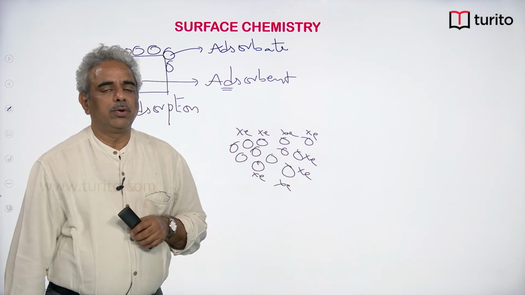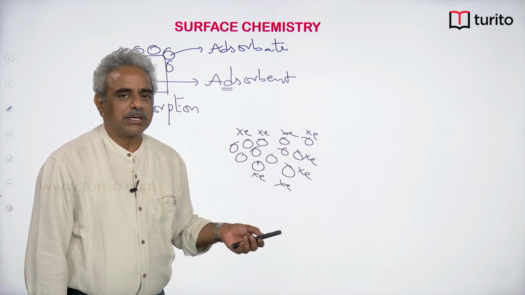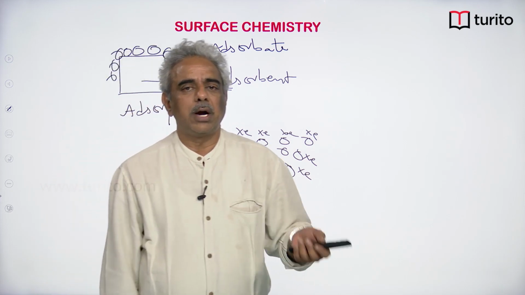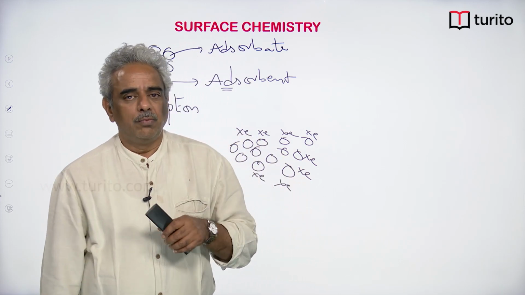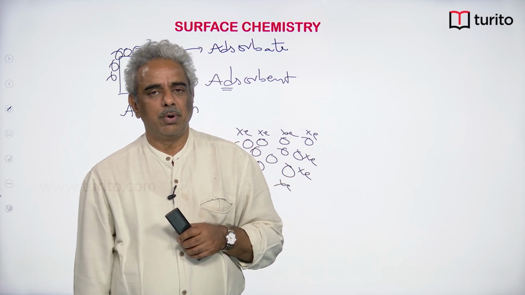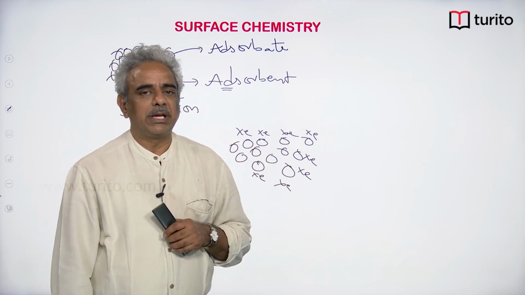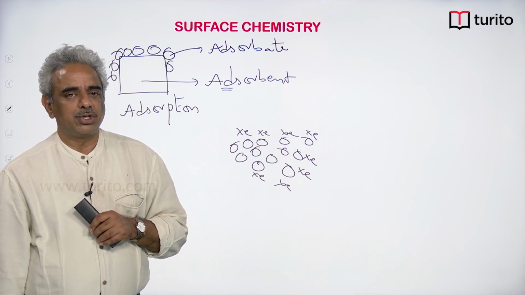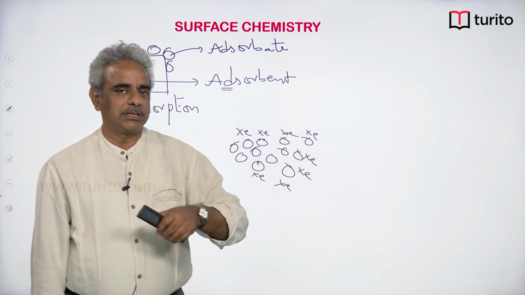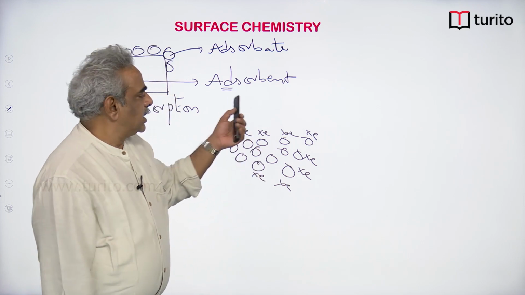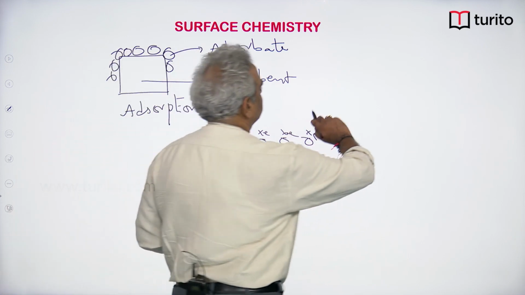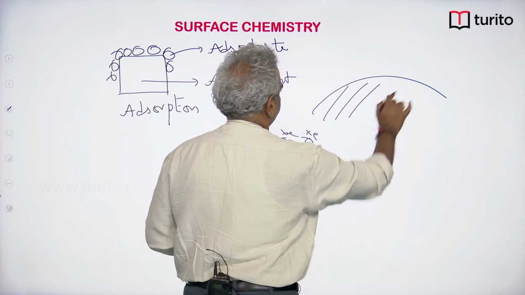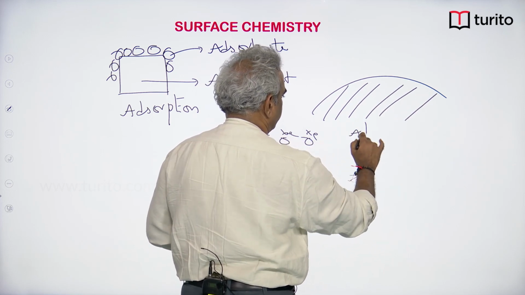We are confining only to the surface level. We are not discussing sorption, we are not discussing absorption, we are not at present discussing desorption. Right now we are speaking about adsorption, the surface accumulation of one substance on another substance. In this adsorption, we have seen a surface like this. So, this is the adsorbent.